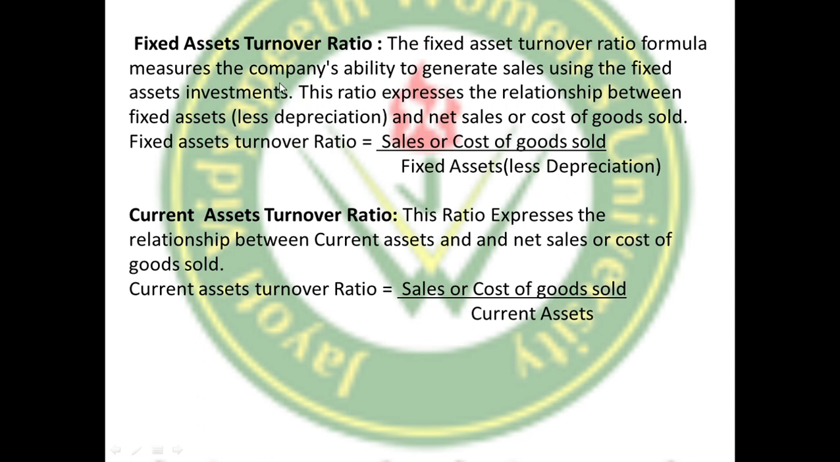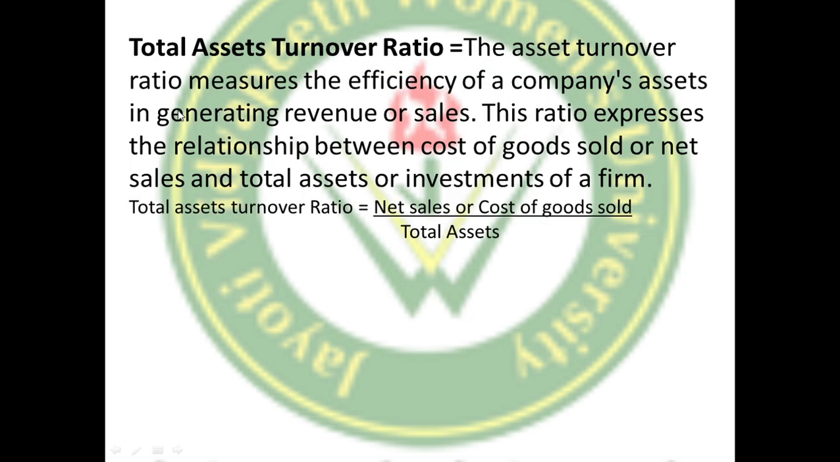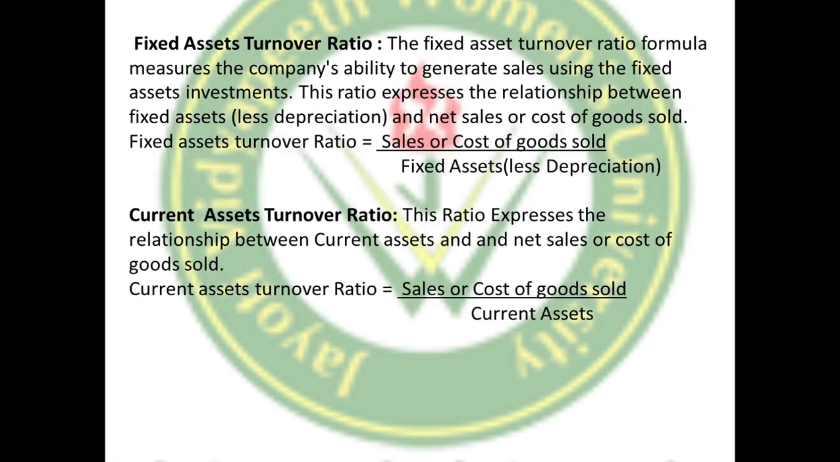Next, we are talking about fixed assets turnover ratio. This ratio measures company's ability to generate sales using fixed assets. As we have talked about total asset turnover ratio, in that ratio all assets are included, and in the fixed assets turnover ratio, only fixed assets are included.